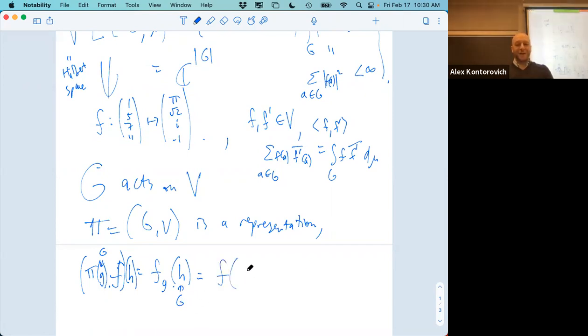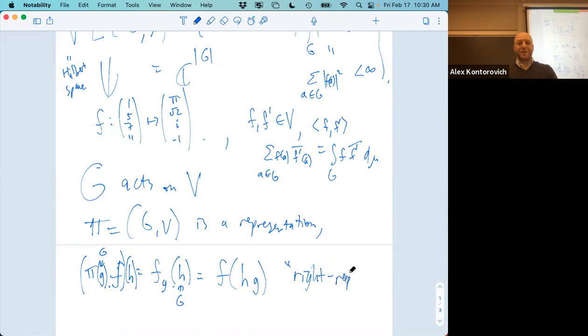F of GH is a great idea. F of GH almost works. F of G inverse H also works. I'm going to do F of HG so I don't have to write inverses. So this is called the right regular representation.